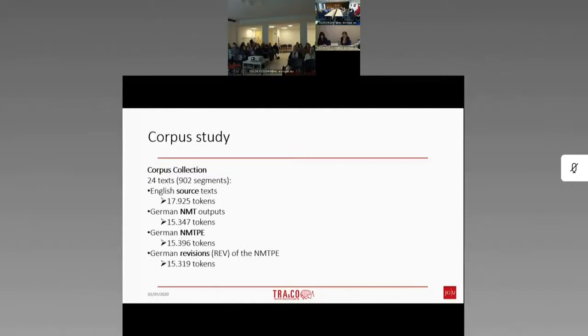So for the corpus study, it started with a corpus collection. It's not a huge corpus, but we had to take a few things into consideration. We have in total 24 texts, which makes up about 902 segments. So for MT standards, it's a very small corpus. But because we did the manual annotation, this was necessary so that it's actually doable. This was in total about 18,000 tokens in the English source text, and then we had one NMT, so a neural machine translation output, one post-edited German NMT, so the NMTPE, and a revision of these, roughly 15,000 tokens.